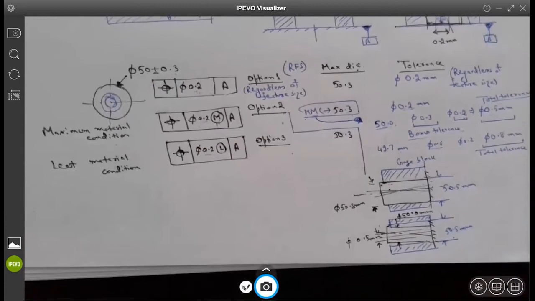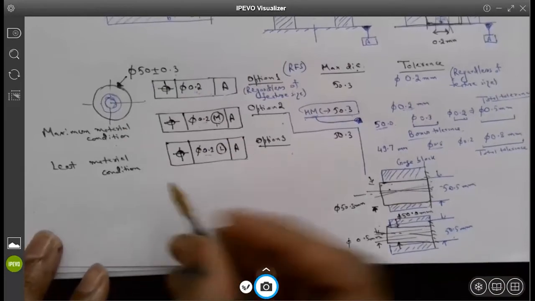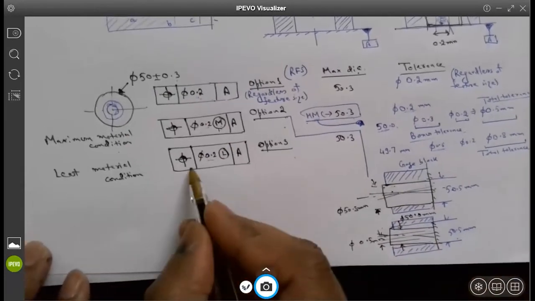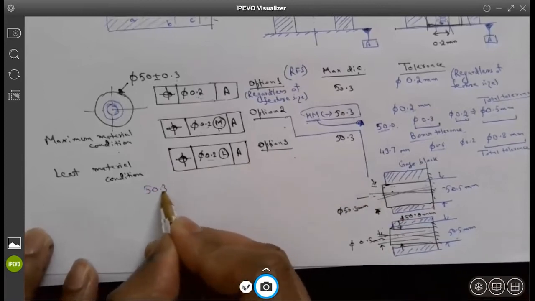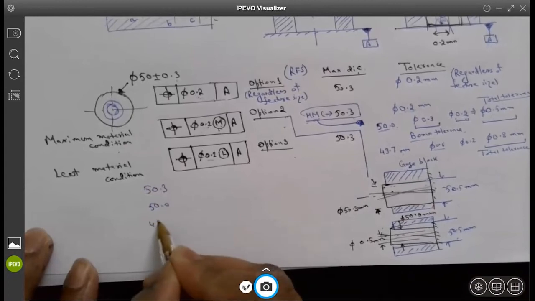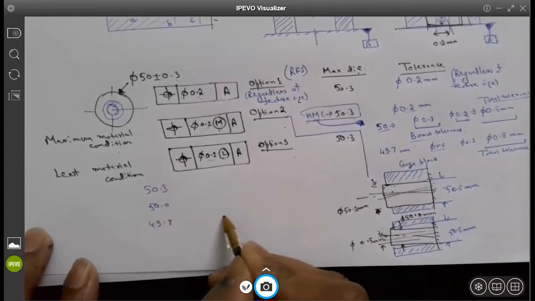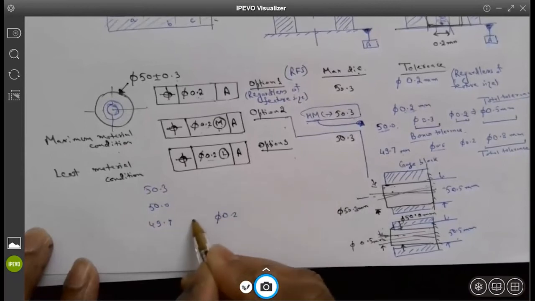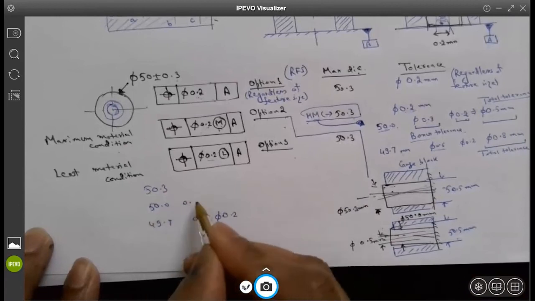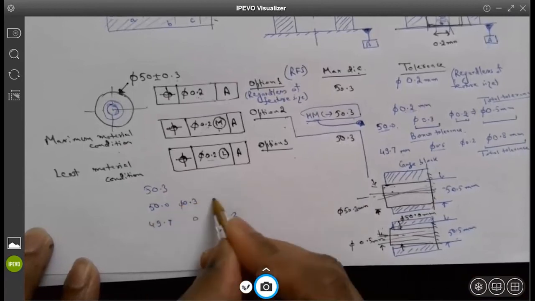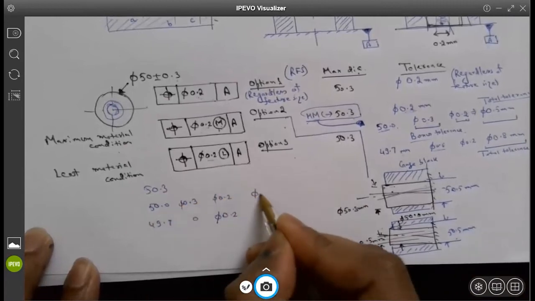So adding on to that, Professor, let's say you're using the least material condition. If you were at 50.3, then your axis has no tolerance. Okay, let's actually do that. So 50.3, 50, 49.7. At 49.7, I have 0.2 diameter tolerance. No bonus tolerance in there. At 50, I am offset from least material condition by 0.3. That gets added to 0.2 and I get 0.5 in here.